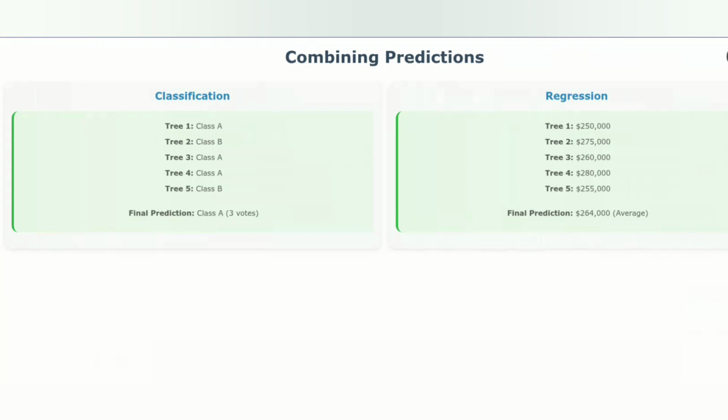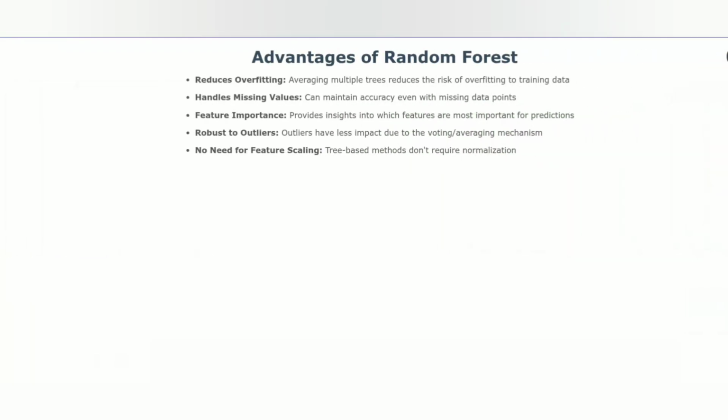Even if 1 or 2 trees make poor predictions, the majority of trees will usually be correct, leading to a more reliable final prediction. Now let's talk about why Random Forest has become so popular. It has several key advantages that make it a go-to algorithm for many machine learning practitioners. First, it significantly reduces overfitting. Since each tree is trained on a different subset of data and features, individual trees might overfit, but the ensemble as a whole generalizes much better.